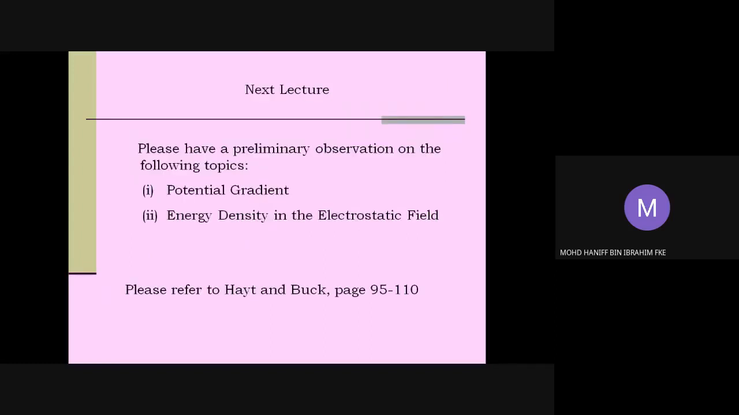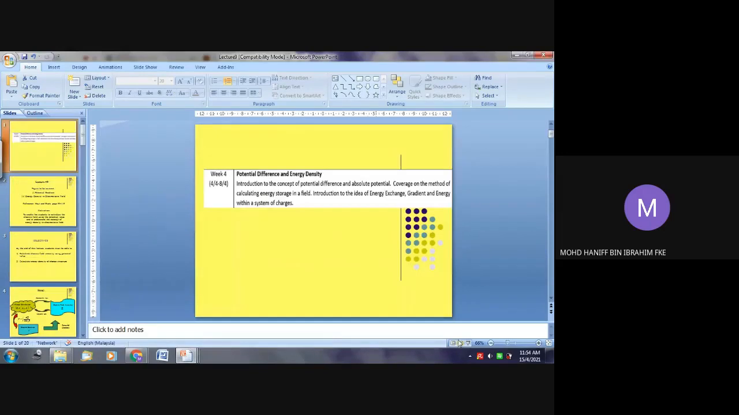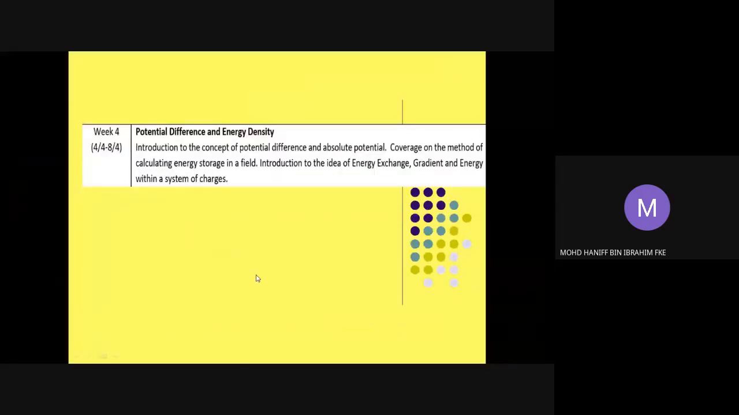Okay, so I think we have done with the potential and also potential difference, and we can now proceed with lecture 9. Lecture 9 will be covering two topics, which are potential gradient and energy density. But for this week, I will just proceed with the potential gradient, and energy density will be covered on Tuesday.